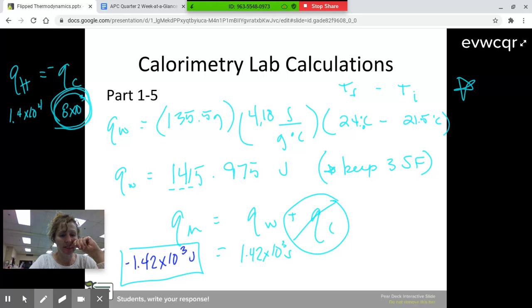So then would the heat of the metal just be the negative 1.4 times 10 to the third? Yep. Okay. Okay, find C of the metal. What's the specific heat of the metal?